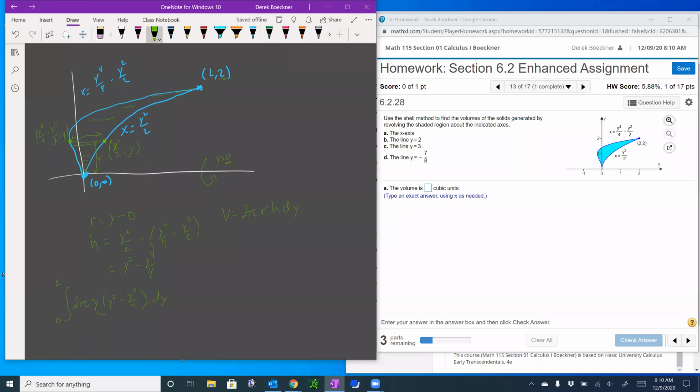And then I distribute the y inside and then do 2 integrals. I'm not going to do that. Let's do the setup for the next one though. Okay. So the next one has us take the line at y equals 2. So our axis of rotation is up here this time. Does that red show up okay for you guys?